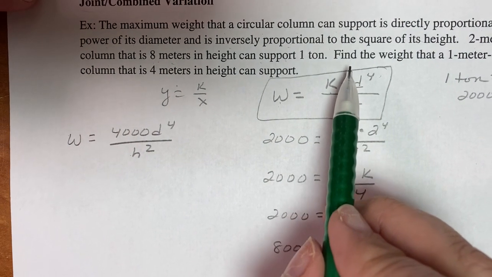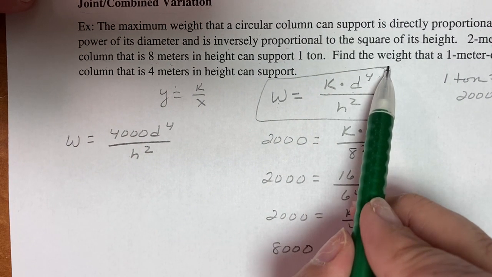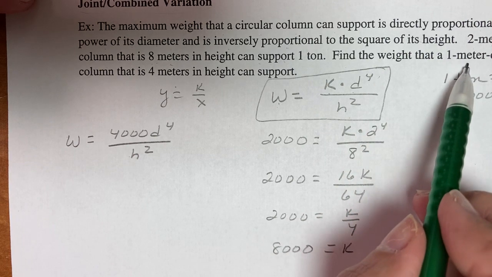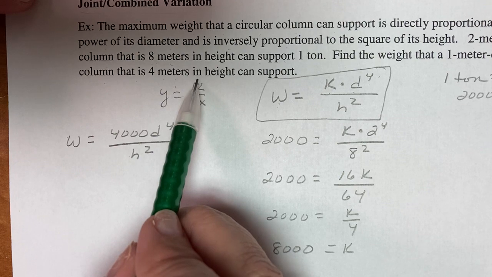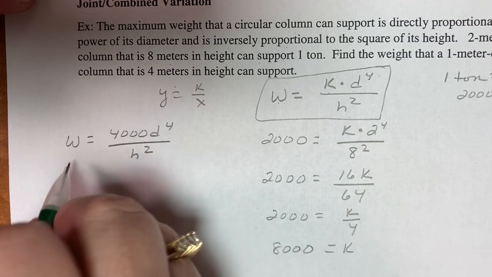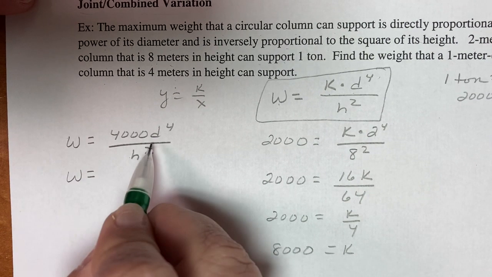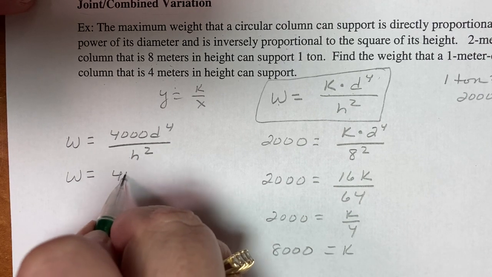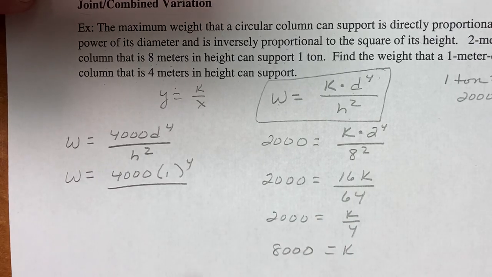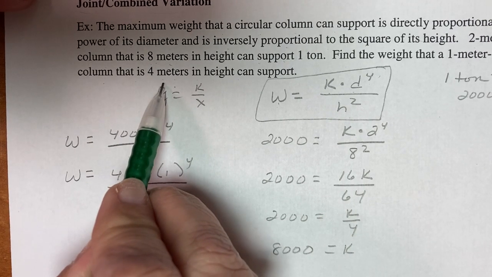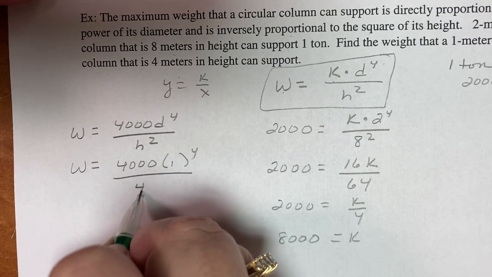So let's see what it tells me to do now. Find the weight, so I'm looking for W, that a 1 meter diameter column that is 4 meters high can support. So I'm looking for W. It says the diameter is 1, so that would be 4,000 times 1 to the fourth over, and it says the height of the column is 4. So 4 squared.